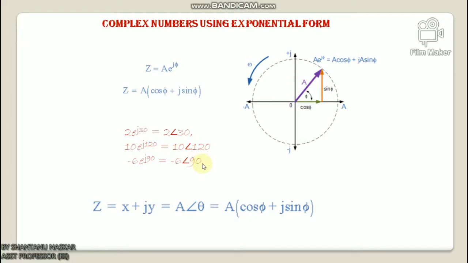But Euler's identity also gives us a way of converting a complex number from its exponential form into its rectangular form. Then the relationship between exponential, polar and rectangular form is defined. A complex number is given as z equals x plus jy equals a angle theta and equals, in exponential form, a within brackets cos phi plus j sin phi.